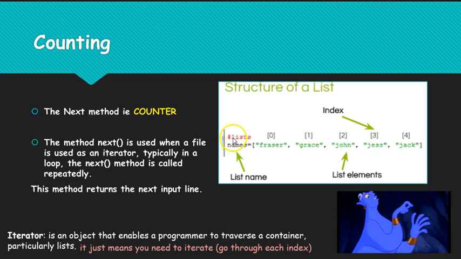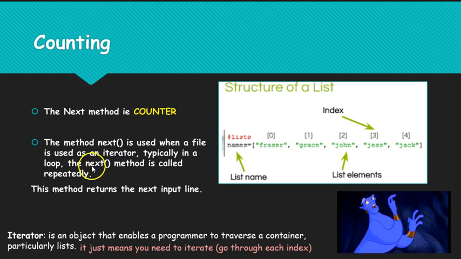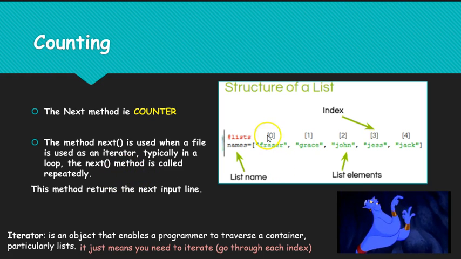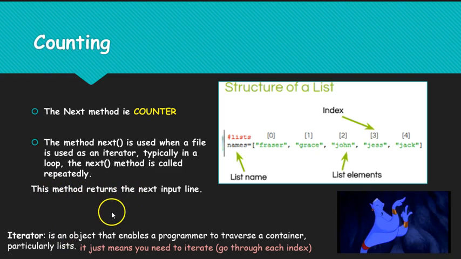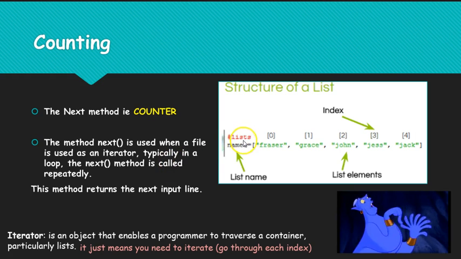Okay, so the method next is used when a file is used as an iterator, typically in a loop. The next method is called repeatedly, so it'll keep going and it'll repeat until the end of the list. So this method returns the next input line. So the idea is, with an iterator, that it goes through index by index.